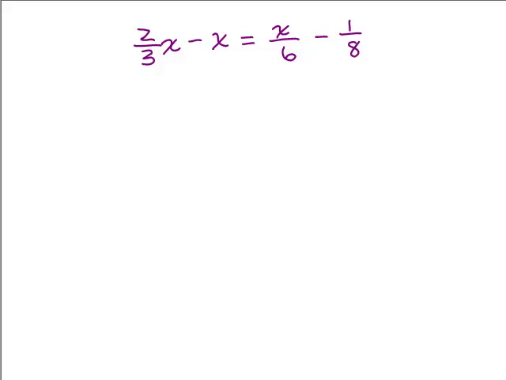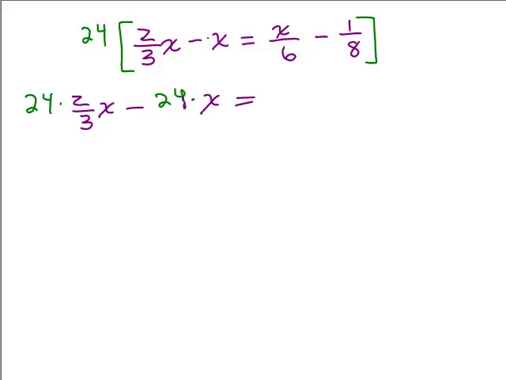If you picked a bigger one, it's fine. You'll just have bigger numbers to work with. But that is the least common denominator because 3, 6, and 8 all go into 24. That's the smallest number. So I need to multiply everything in there by 24. So I have to do 24 times 2/3 x minus 24 times x over 6 and 24 times 1/8.